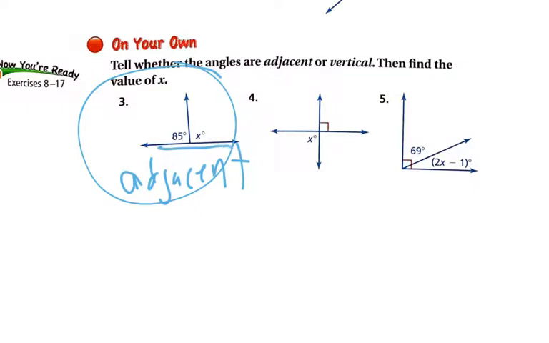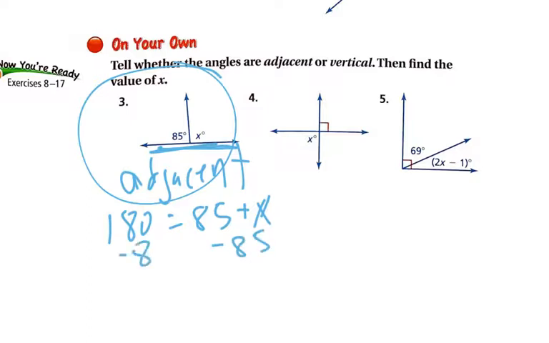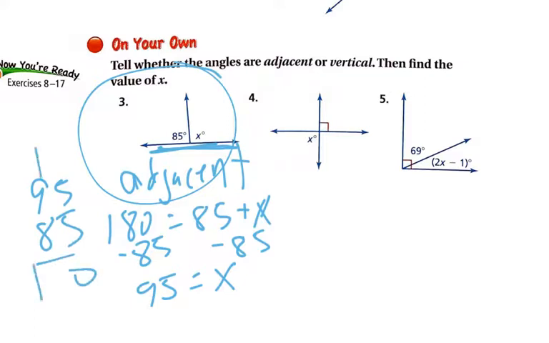Now, a straight angle adds up to 180, right? So that means that 85 plus x has to be 180. So then what I'm going to do is subtract 85 from both sides. I'll get 95 is equal to x. So let's check that by taking 95 plus 85. I do get 180, so I know I'm right. That's a terrible 180, but there it is.